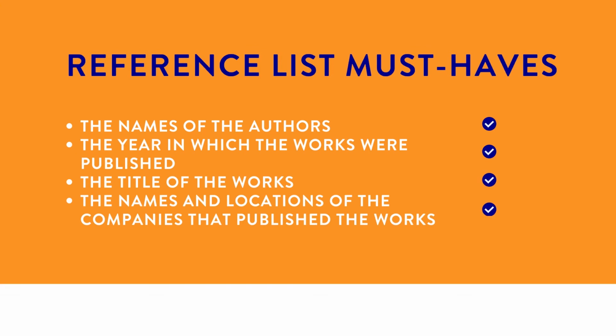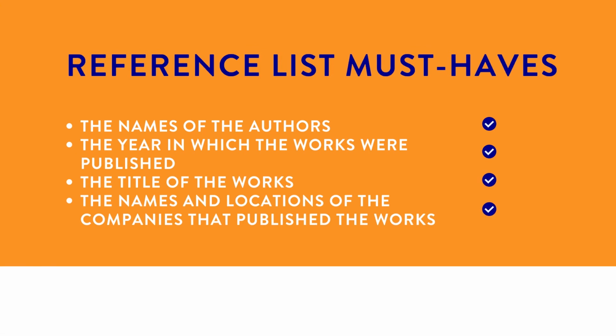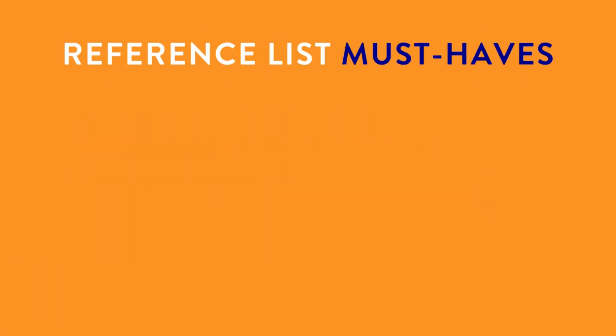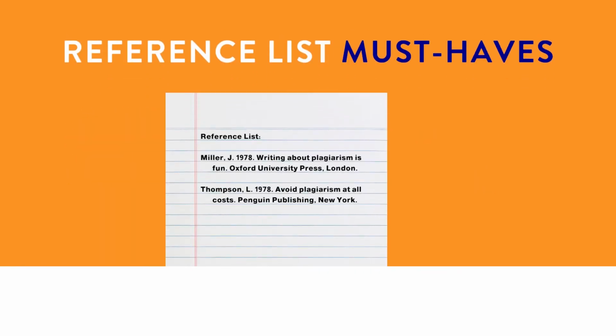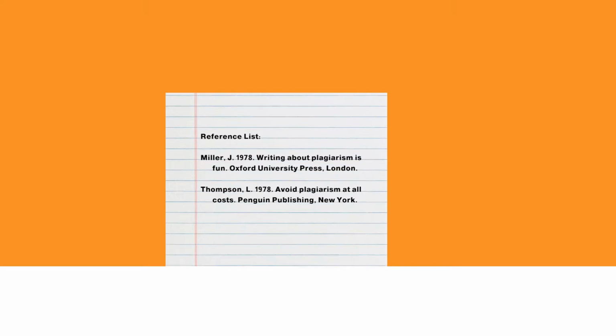With that being said, the reference list, which usually appears on the last page of your work, must include such information about your sources as the last name of the authors, the year in which the works were published, the titles of the works, and the names and locations of the companies that published the works. Here's an example of a reference list citation in APA styling.